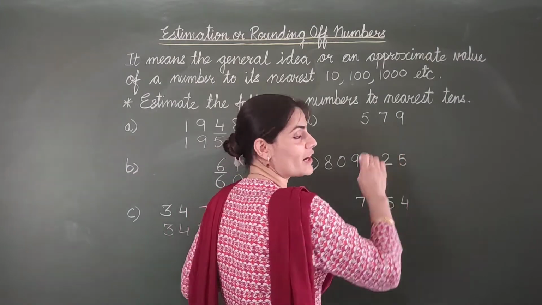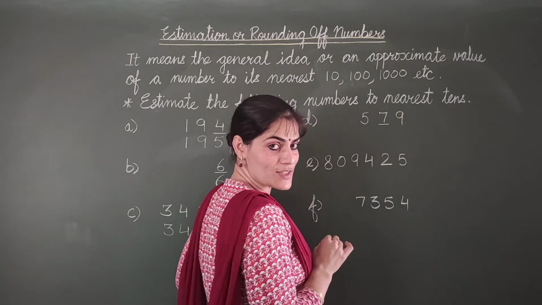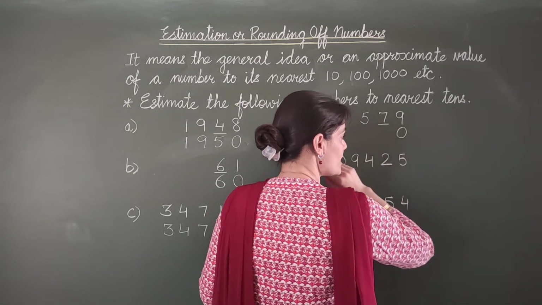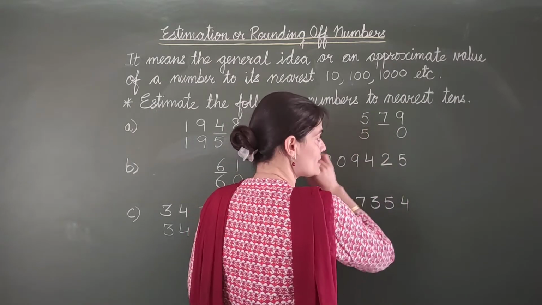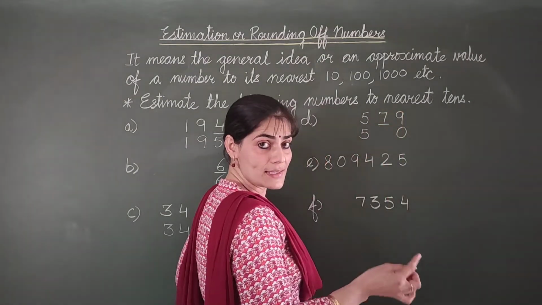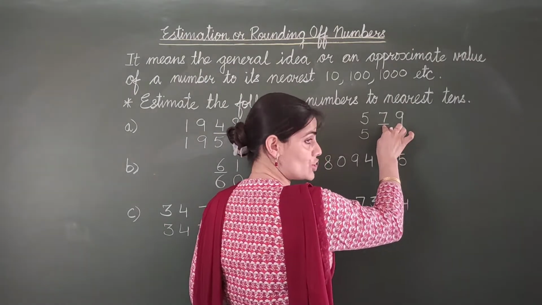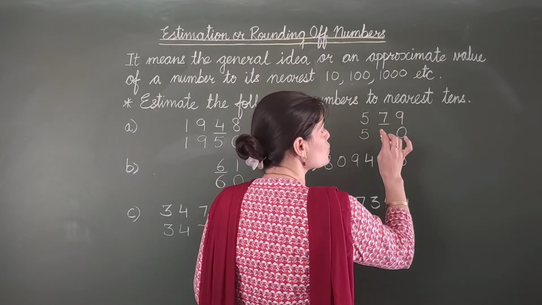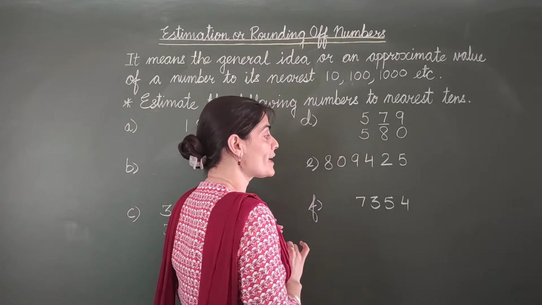Now I move to the next part. It is 579. I underline the digit at tens place. Now the digit at smaller place is replaced by a 0 and the digit at larger place will be written as it is. Now I check the digit at ones place. As it is more than 5, I have to increase this digit at tens place by 1. So 7 plus 1 gives us 8. Now look at the next part.